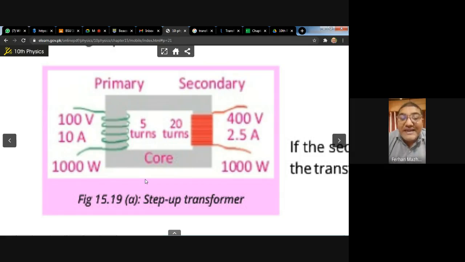Due to this changing magnetic flux passing through the secondary coil, EMF is induced in the secondary coil. When the EMF is induced in the secondary coil, that can be taken out and used. That is the output of the transformer. You see, the EMF which is induced in the secondary coil is also alternating current.